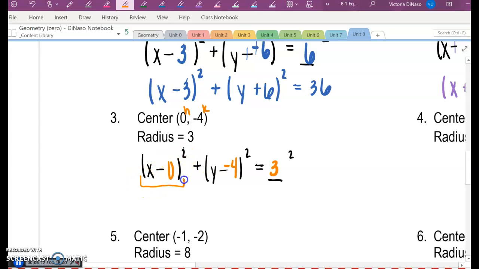Right here, I'm subtracting 0 from x, all right? So we're just going to change this into x squared, just x squared, because we don't have to subtract anything from it. And then we have plus, we have y minus negative 4, that turns into y plus 4 squared. And we have equals 3 squared, which is 9.